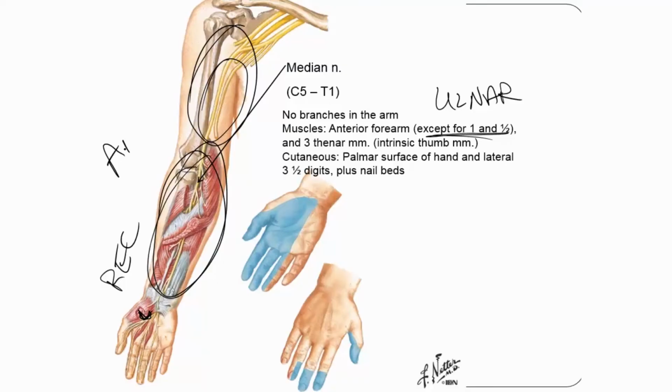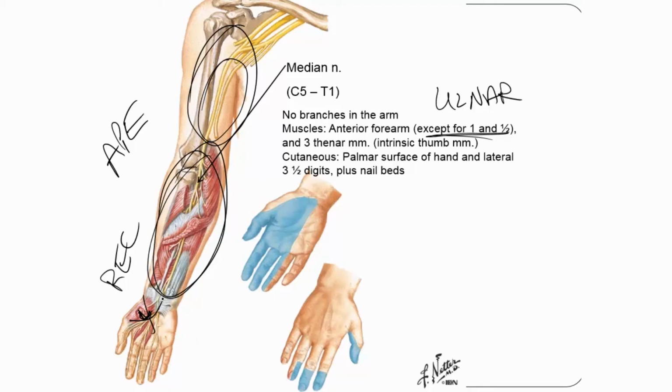And you can damage that recurrent branch of the median and lose the ability to oppose and have the thumb then in the plane of the palm. And you have a clinical condition called ape hand, A-P-E, ape hand. So ape hand, if you lose the recurrent branch of the median.